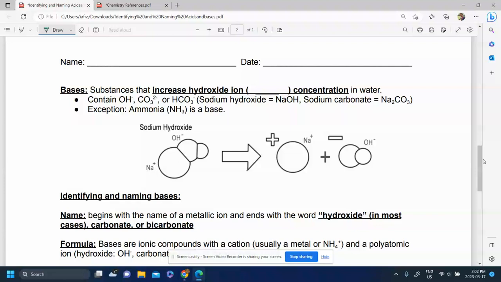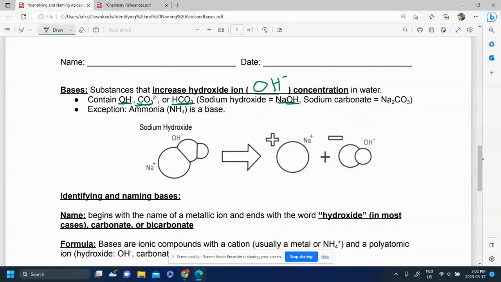In this video, we're going to take a look at what bases are and quickly learn how to name and write formulas for them. So bases, rather than increase H plus concentration in solution, increase something called hydroxide, or OH minus, concentration in solution. Generally, a base would contain either OH minus, CO3 2 minus, or HCO3 minus because they all act in ways to increase the OH, even if they don't directly contain it. So as soon as you see something with hydroxide, carbonate, or bicarbonate, then you know you're dealing with a base.